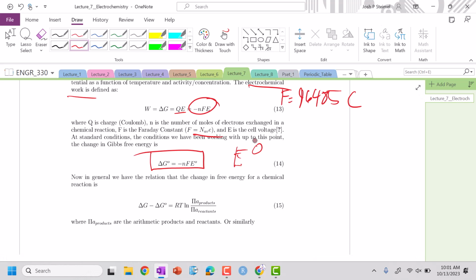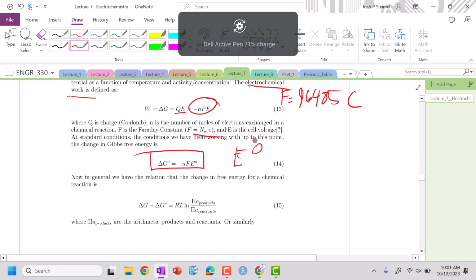Oops, my pen is not cooperating. Let me plug that in quickly. Sorry, I'm maybe slightly away. There we go. Let me charge my pen soon.